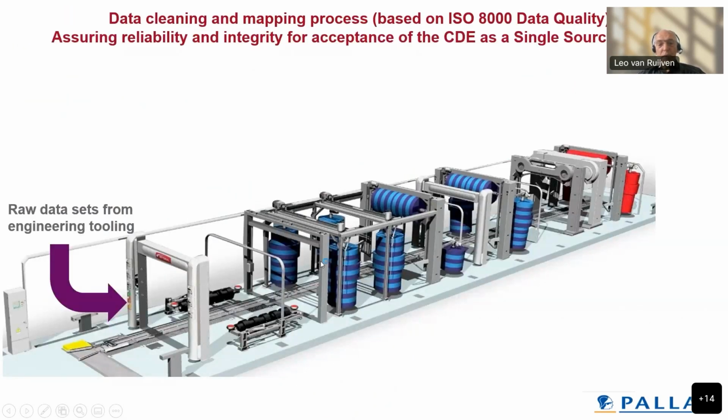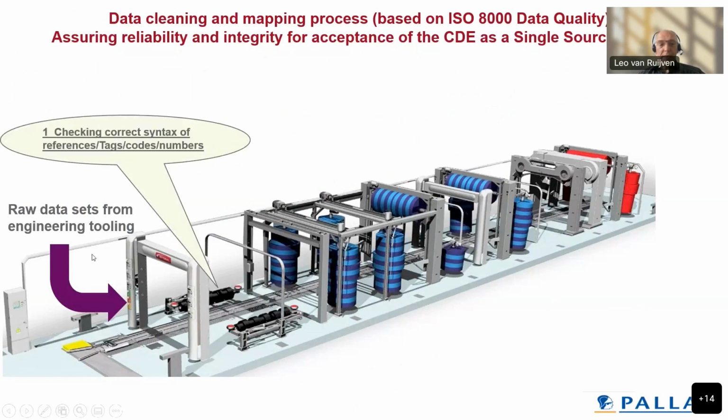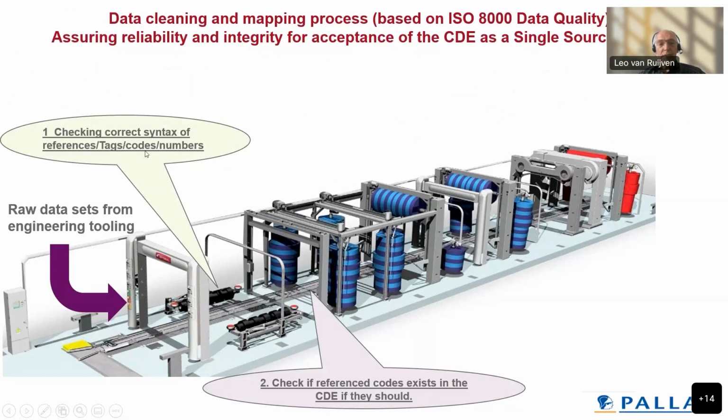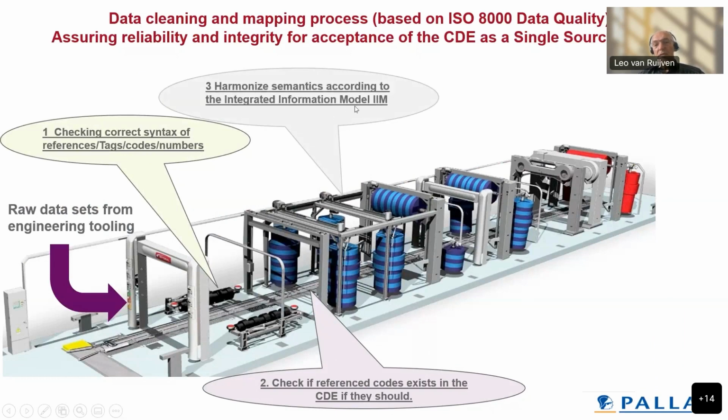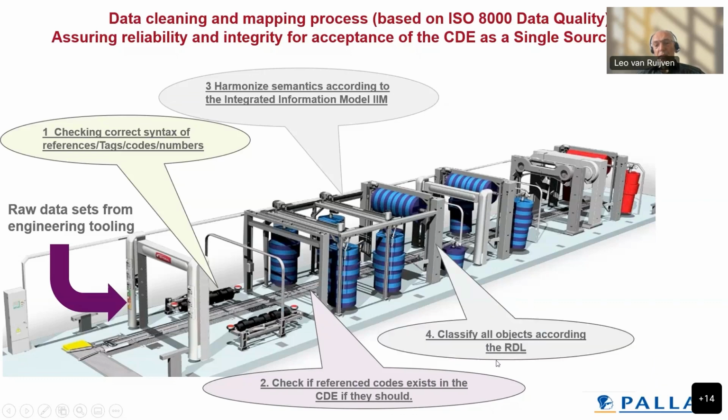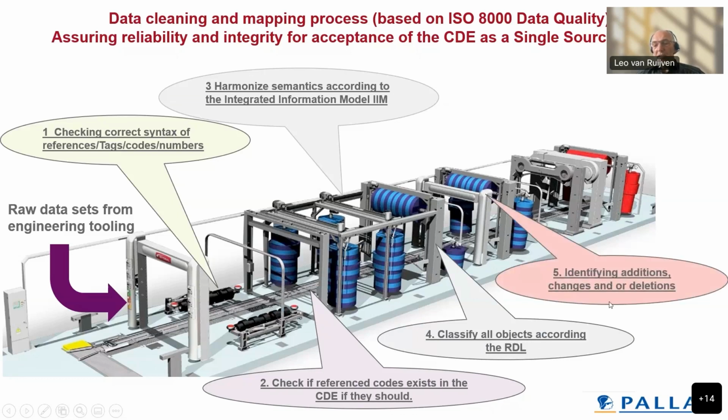For that, we introduce what we call a car wash for data. It gets the raw data sets from any engineering tooling and checks the correct syntax and references of all codes and numbers: drawings, rooms, equipment, tag codes, etc. We check whether the codes are really allowed to exist in the CDE. We start to harmonize the semantics according to the integrated information model. We classify all things according to the RDL. We identify additions, changes, and deletions with respect to configuration management.